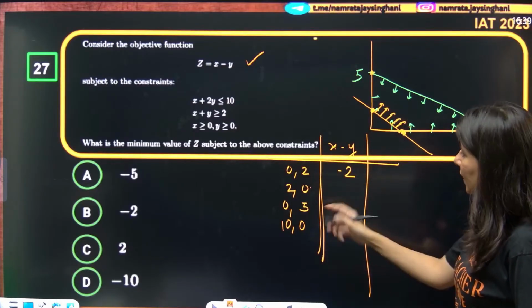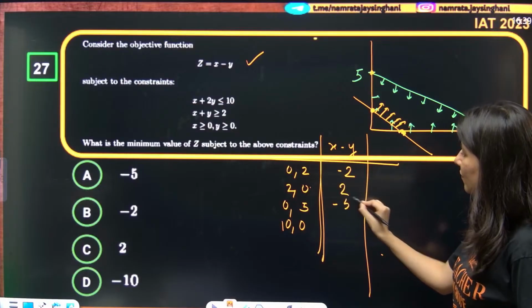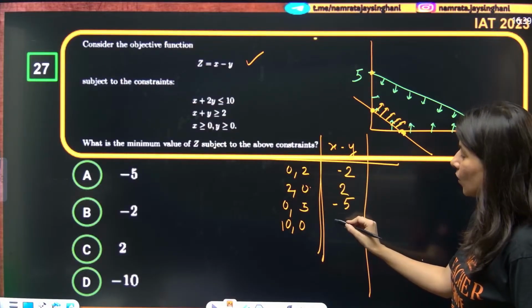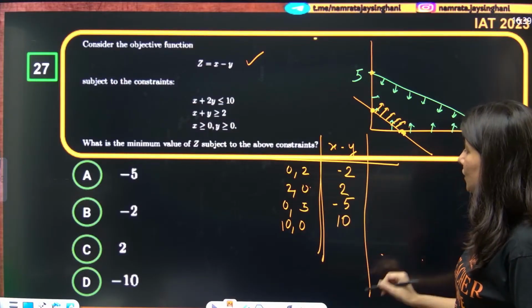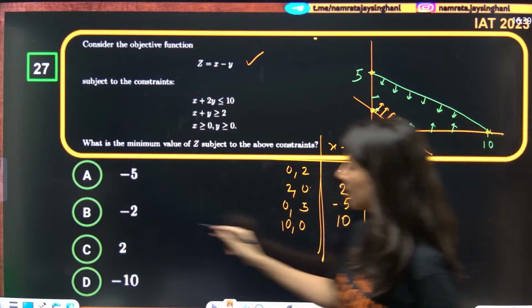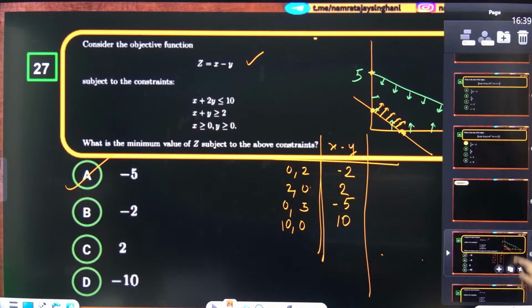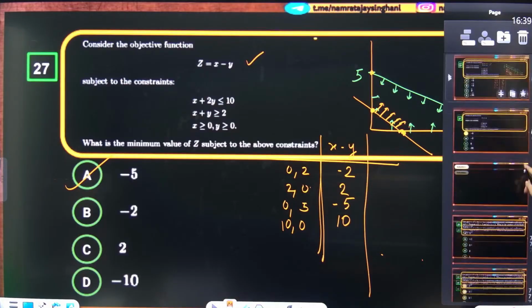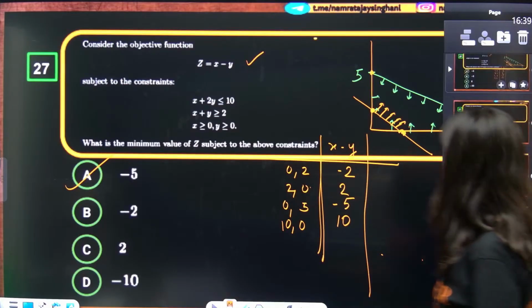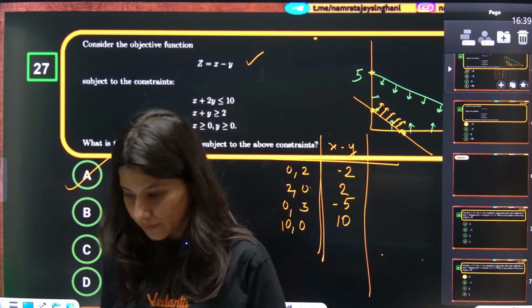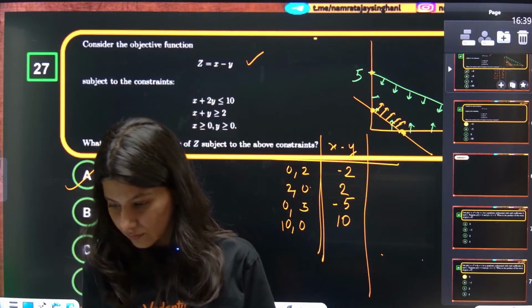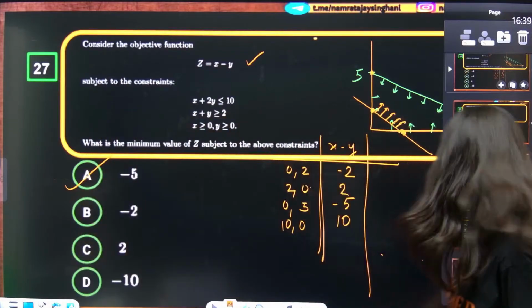Okay, then this is plus 2, minus 5 and 10 minus 0, which is 10. So what is the minimum value? At 0, 5 it is coming out as minus 5. Option A is absolutely correct. Yes, option A is absolutely correct. Next question. Shall I move on to the next problem?